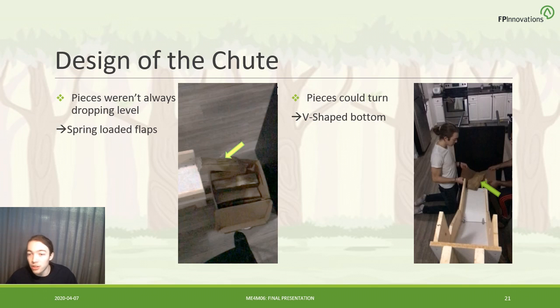But one of the issues we also highlighted in the second video was that the chute was too wide and pieces were able to turn. Now we didn't want to just narrow down the chute, because firewood is very variant, and we wouldn't want larger pieces to then get stuck. So instead, we decided to make a V shape in the bottom of that last little bit to help keep the pieces of wood centered.